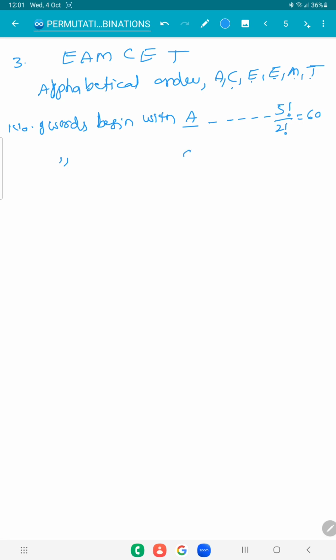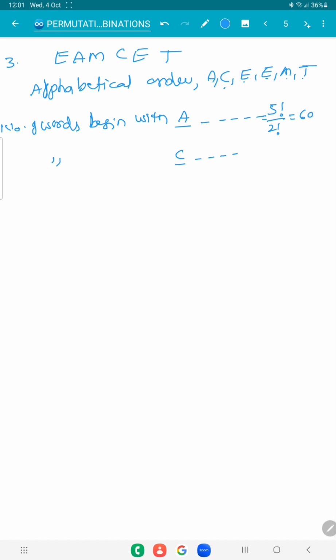After we are done with the A, number of words that begin with the C. So that is equal to, how many are there? 2, 3, 4. That is equal to 5 factorial by 2 factorial, that is also 60. So after that, done with this one, E is needed, right? First letter. Number of words that begin with E. E is locked. Come forward. A is also locked. Come forward. C. How many letters are there?